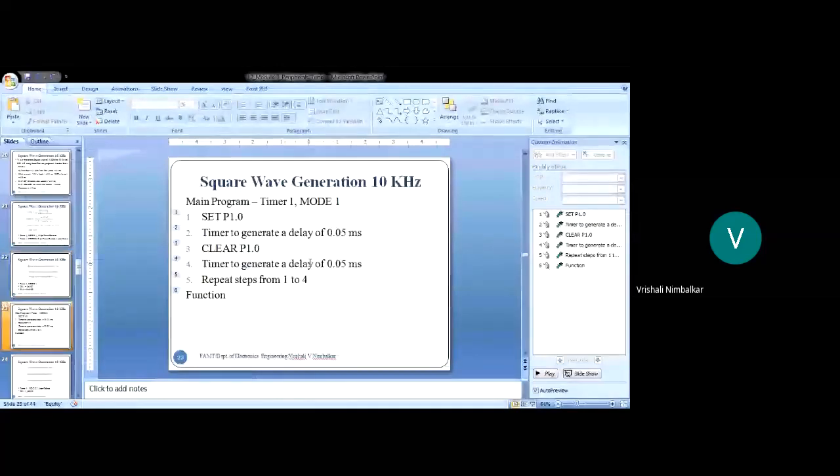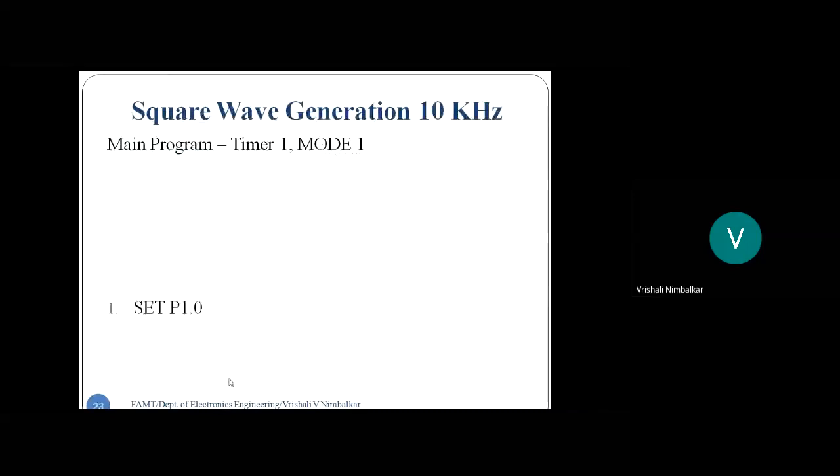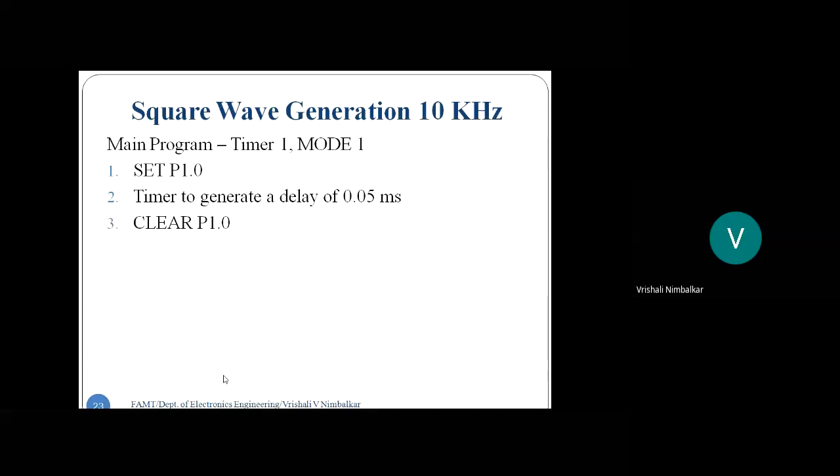Is that okay? So what I will do is, I will set the P1.0 bit, and we will call the timer program to generate a delay of 0.05 millisecond. Then we will clear the P1.0 bit, and again call the same timer program to generate a delay of 0.05 millisecond. And we will repeat these steps 1, 2, 3, 4 continuously. So repeat steps 1 to 4 to get a square wave.